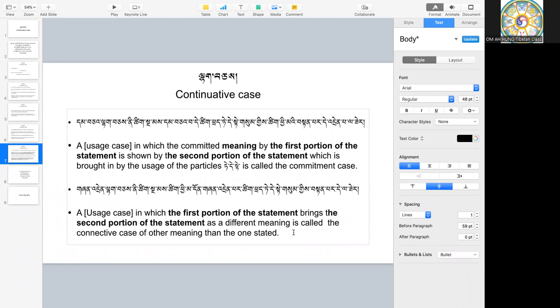Since it is a dependent particle, it will have a rule that states how these particles should be associated with the respective name that they are going to associate with in a particular statement. And finally, there are 3 particles of the continuative case. So this is the introduction to the continuative case and the particles of the continuative case.